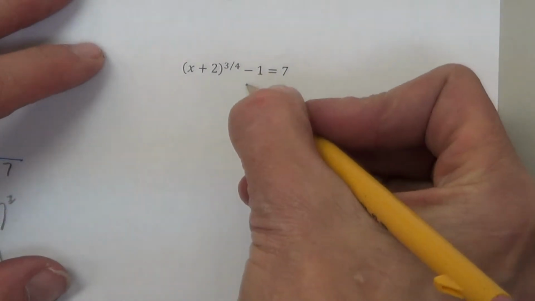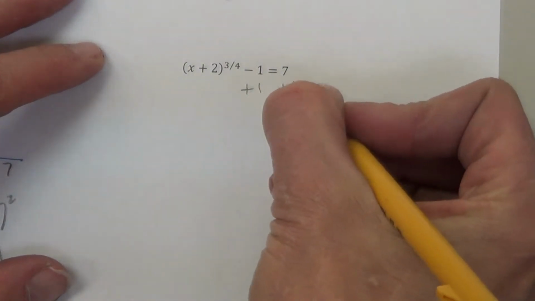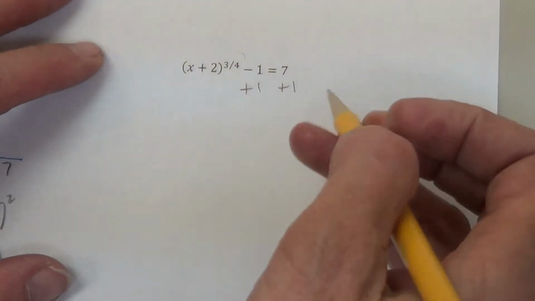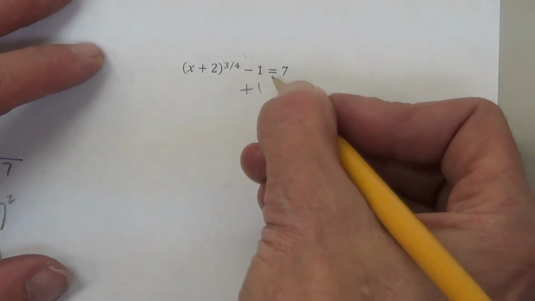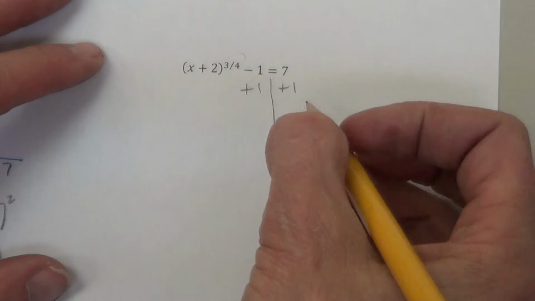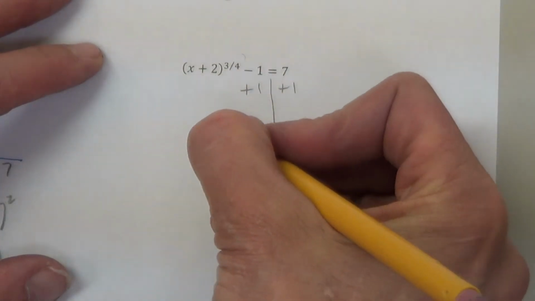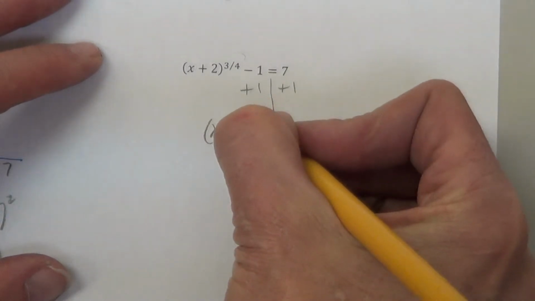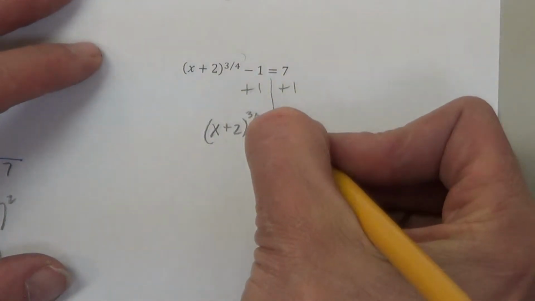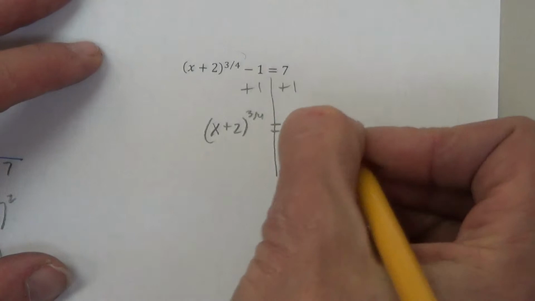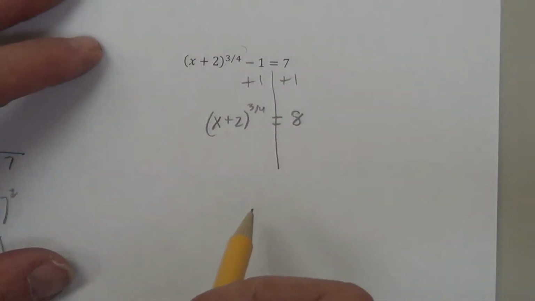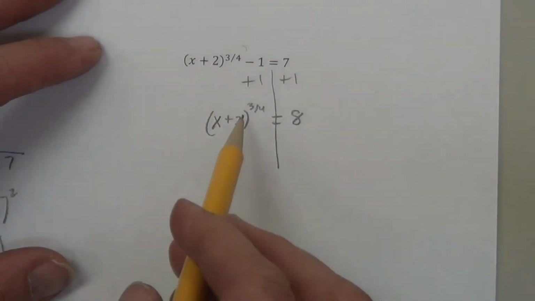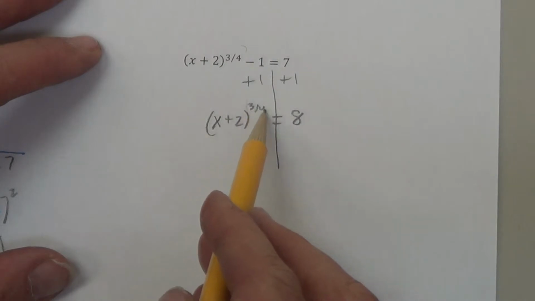First thing we want to do is get this one over here, because we'd like to deal with the exponent by itself, and we want to get the x alone eventually. So we add 1 to each side. We get x plus 2 raised to the 3/4 equals 8. Now, we had somebody in class ask, can I just raise this to the 4/3?